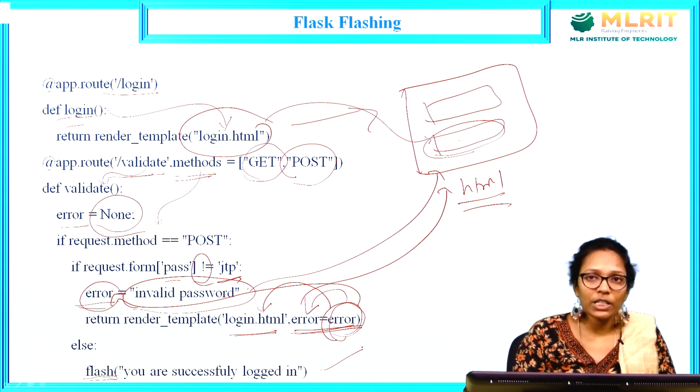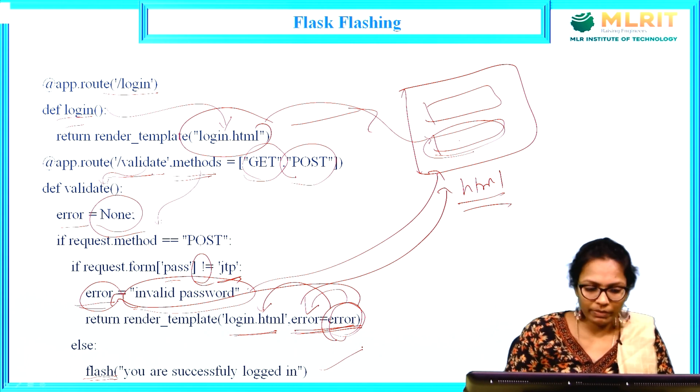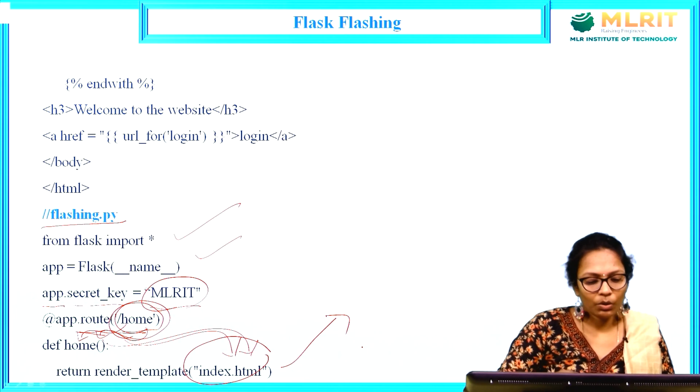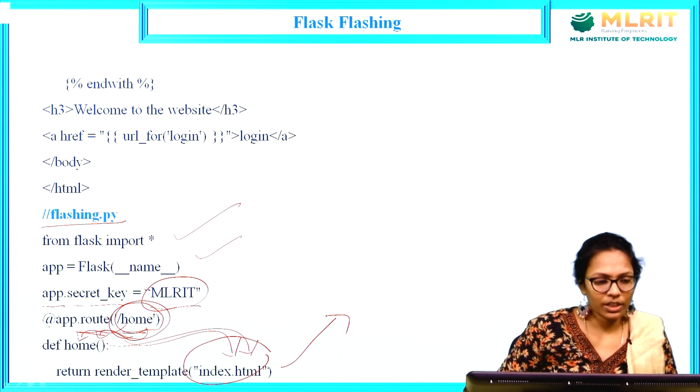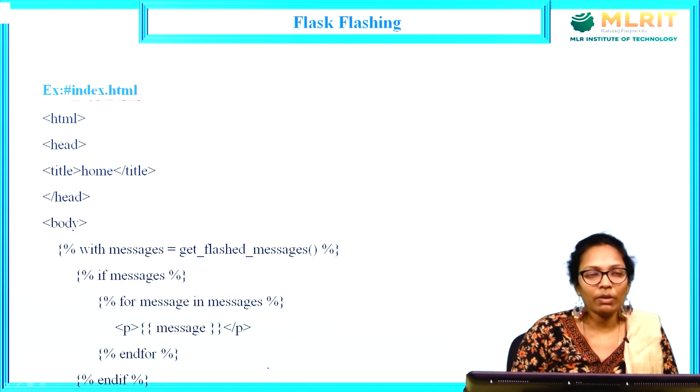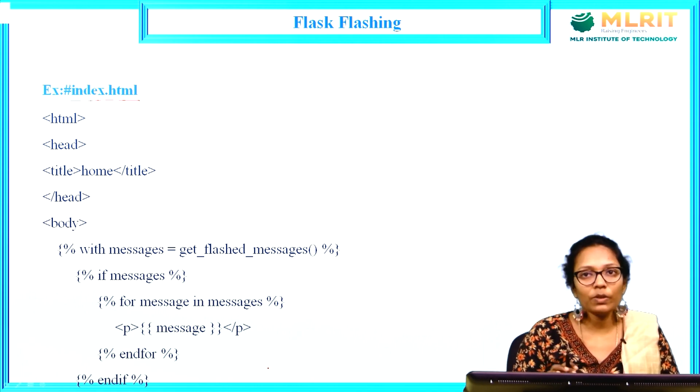So how this flash message will be received by the HTML and how it will be flashed in the HTML, we will see. So where will it go? It will go to index.html. So this is index.html. When will it be executed? When the login is successful, that means when you enter the password as JTP.